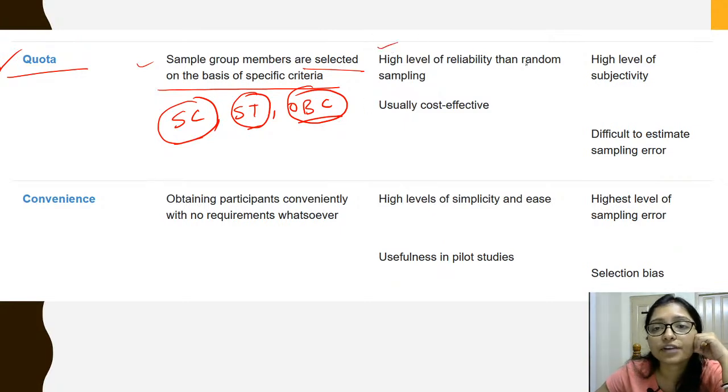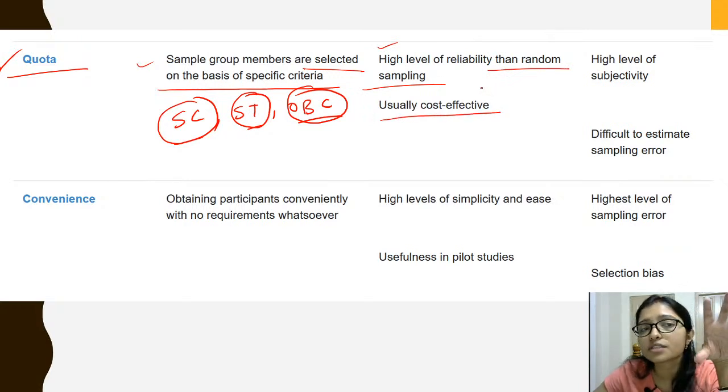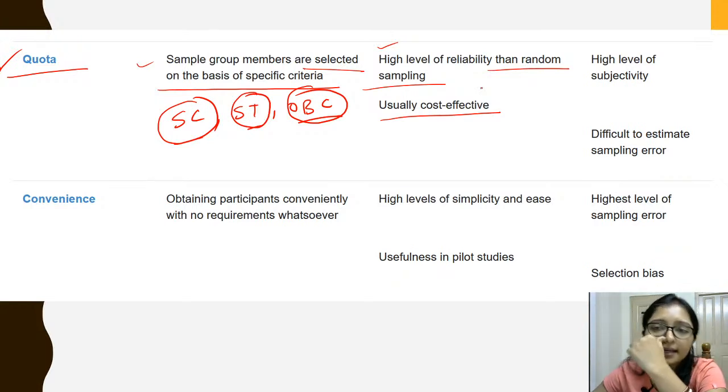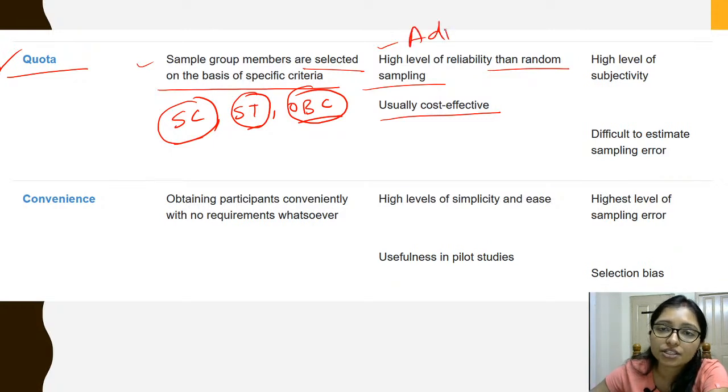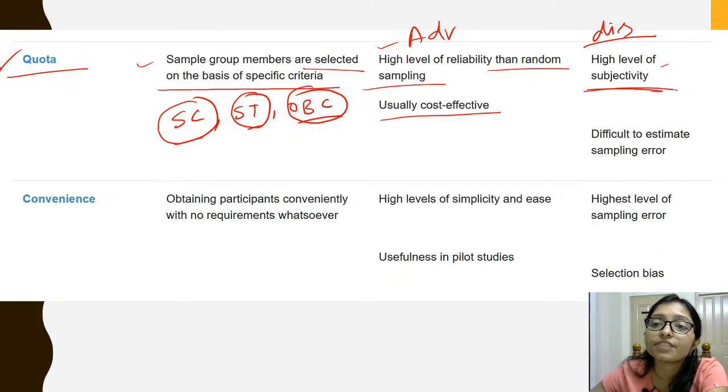And high level of reliability, that is like random sampling, usually cost effective. It is a high level of reliability because according to some specific criteria you are creating the group. So it is highly reliable, and it is the advantage. And what is the disadvantage? Disadvantage is high level of subjectivity, means you should know how to choose the SC, what are the criteria for the SC candidate, what are the criteria for the ST candidate, that you have to know. And it is difficult to estimate sampling error. So if there is some error, it is very difficult to estimate.